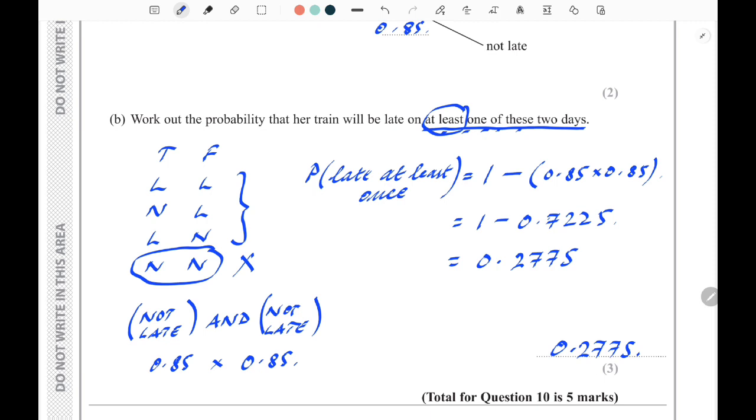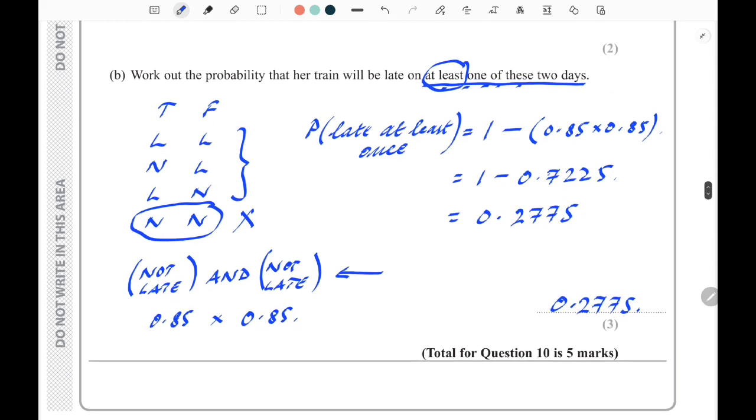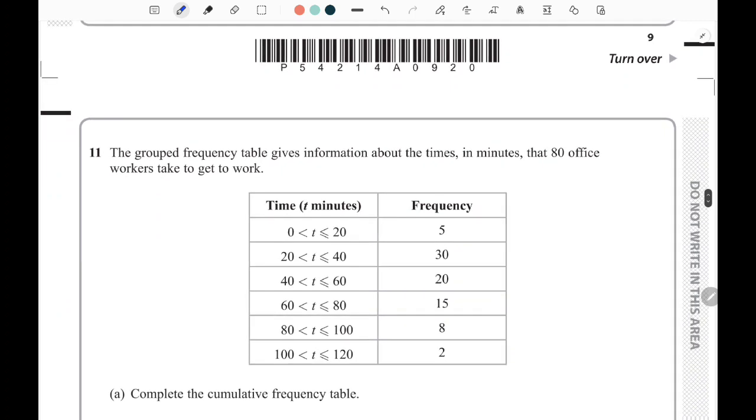You could use exactly this method and work out the probabilities for the 3 different combinations, and then you'd have to add them. Remember, if it's or, it's adding. But that, I think, is the shortest method of doing that question. All right, let's move on quickly.